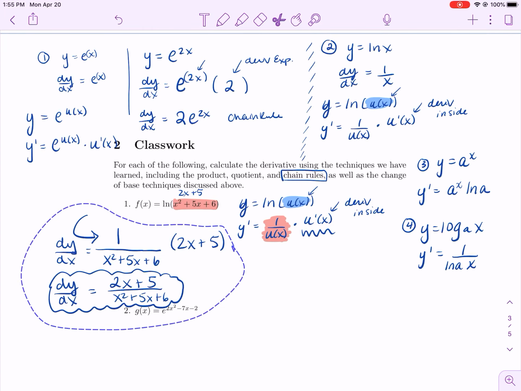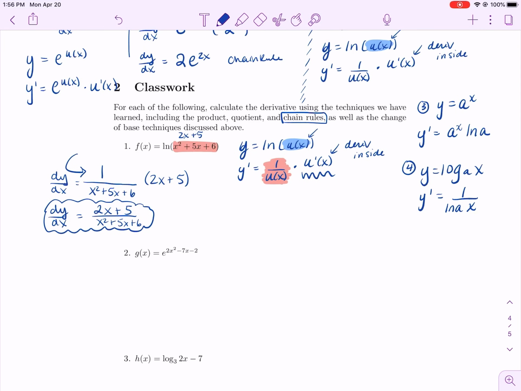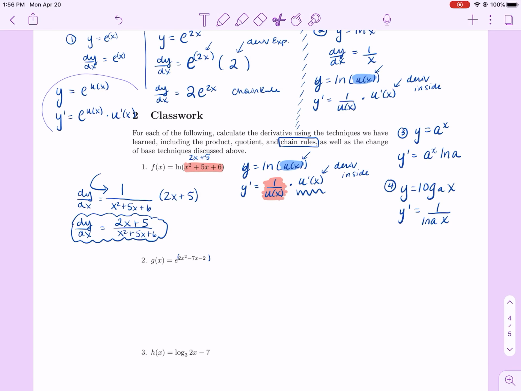For example number 2, it's going to be very similar, except that your exponent is 2x squared minus 7x minus 2. Using this visualization of the rule, g prime of x, notice here we kept the original e to the power. So this is going to be e to the 2x squared minus 7x minus 2, and then we're going to multiply it by the derivative of that exponent, so it's going to be 4x minus 7.